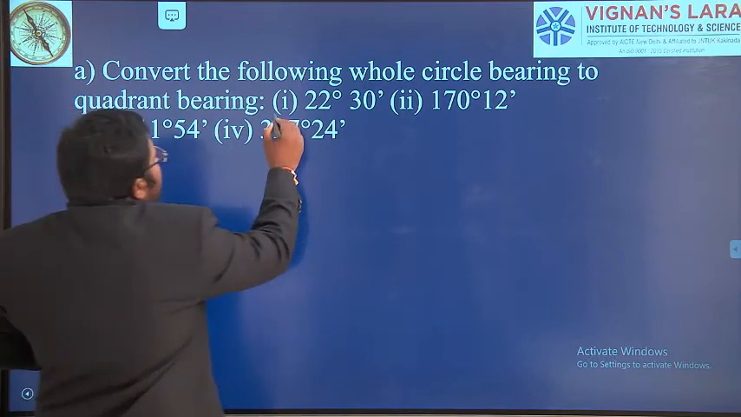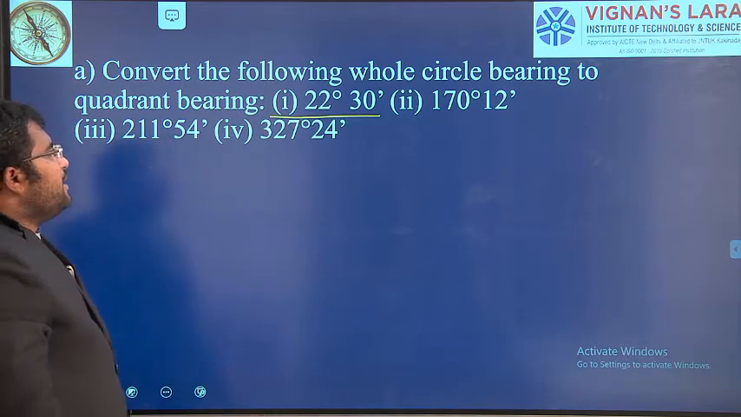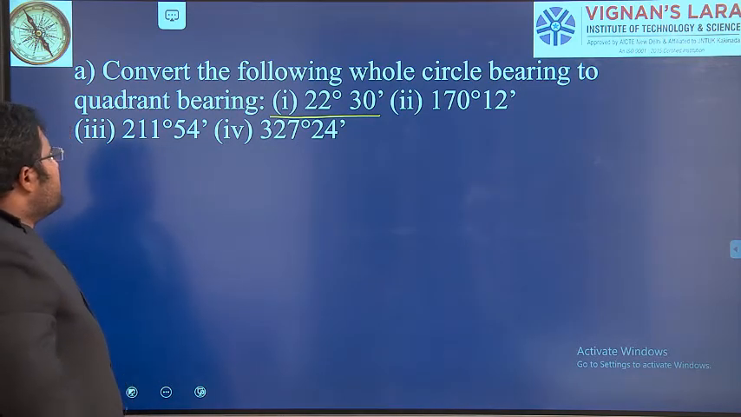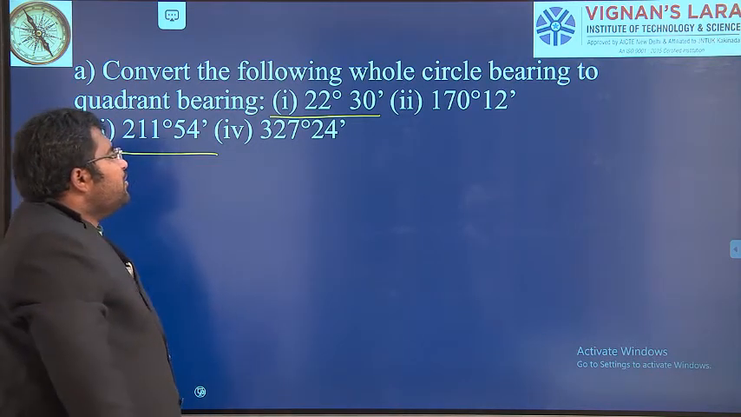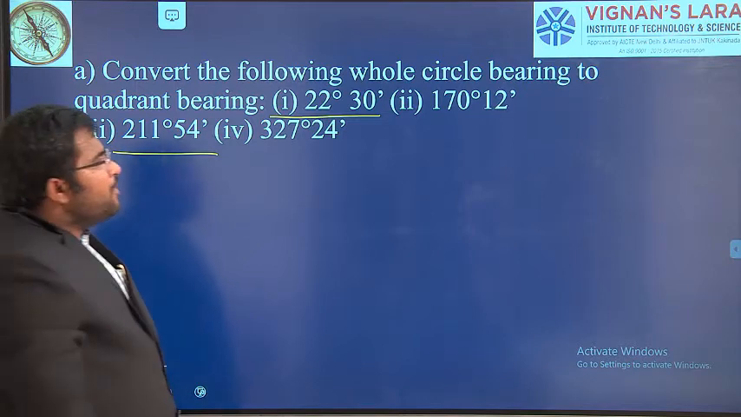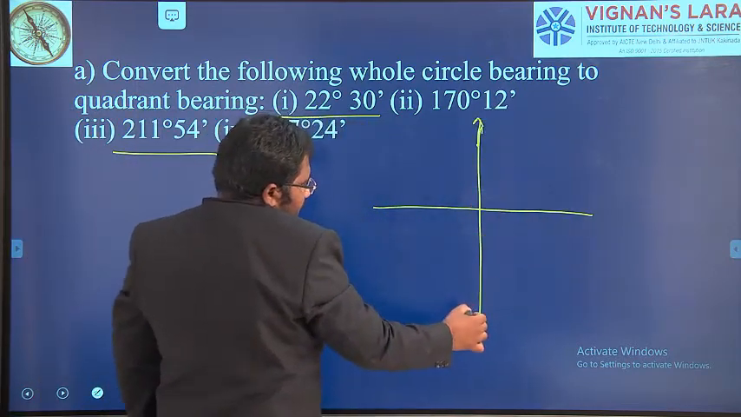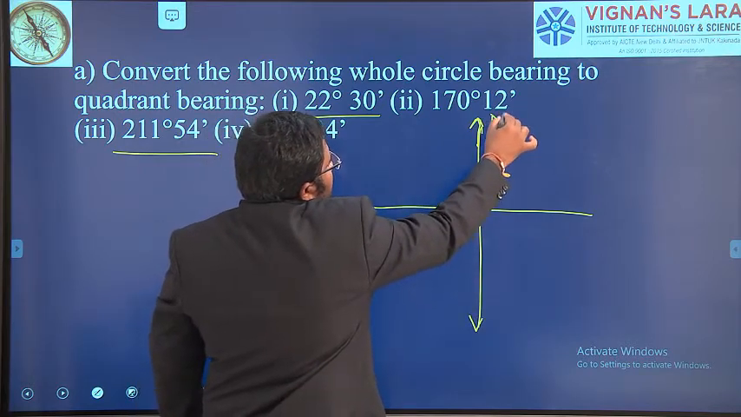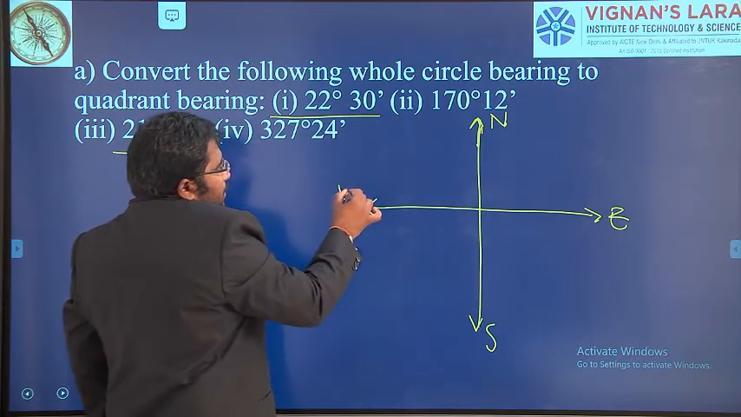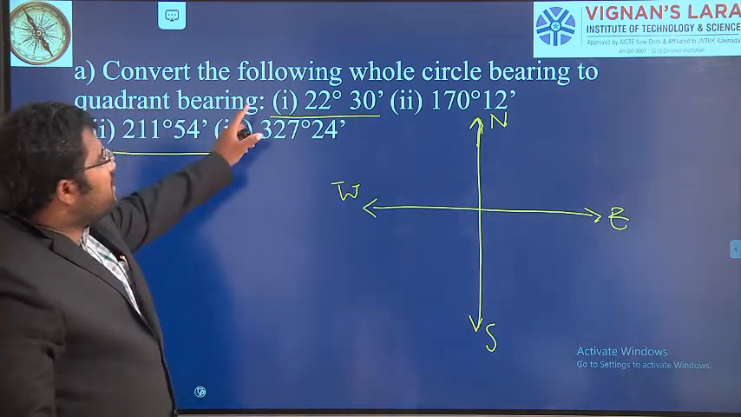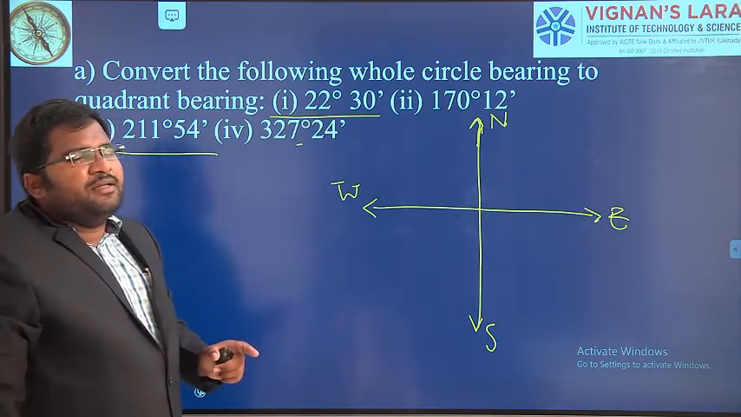Okay, the first one is 22 degrees 30 minutes. The second one is 170 degrees 20 minutes. Right. Now the third one is 211 degrees 54 minutes, and the fourth is 327 degrees 24 minutes. Okay. So now we will draw the quadrants. This is north, this is east, this is south, this is west. Okay. Take the first angle. What is the angle? 22 degrees 30 minutes.